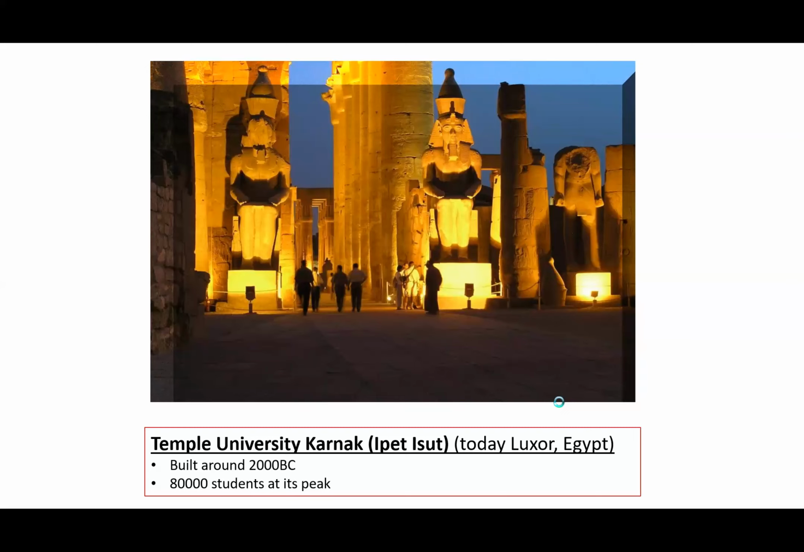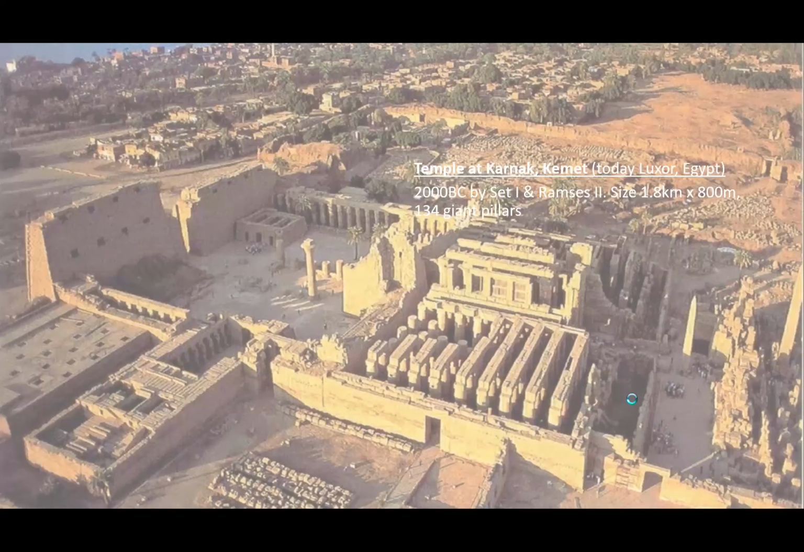How many universities today have 80,000 students? Look at the size of that entrance. Look at the people. These are real photographs. And this is the same university, even though it's ruins, spanning over 1.8 kilometers by 800 meters with 134 giant pillars. How did they do that?